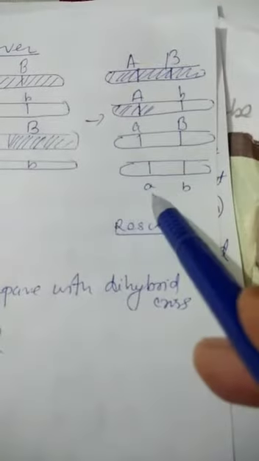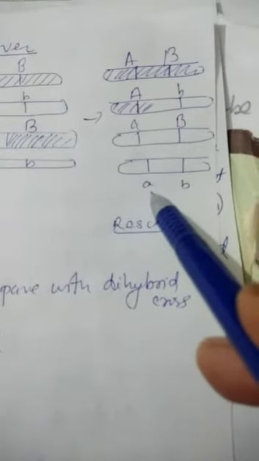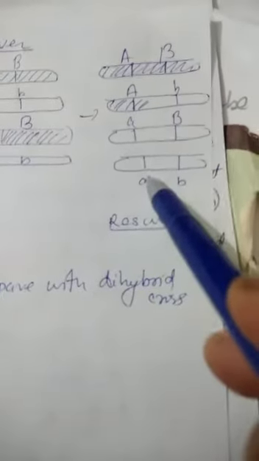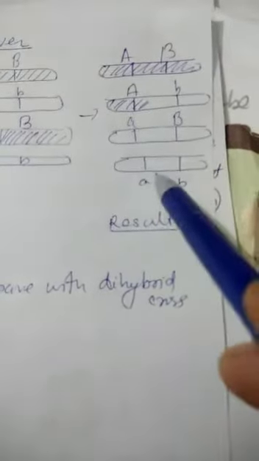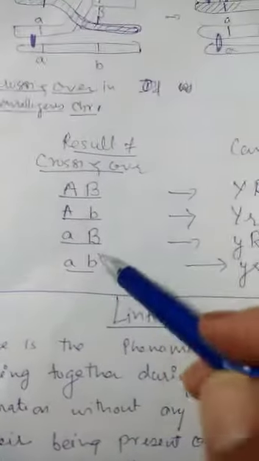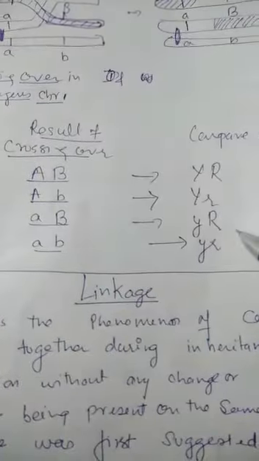It can be compared with the gametes of the dihybrid cross. Here you can see that this is a parental combination, this is a parental combination. Means 50% parental combination, and these two are recombination, means 50% recombination. So this is the result of the crossing over. I have taken it symbolically. This can be compared with the gametes of the dihybrid cross.